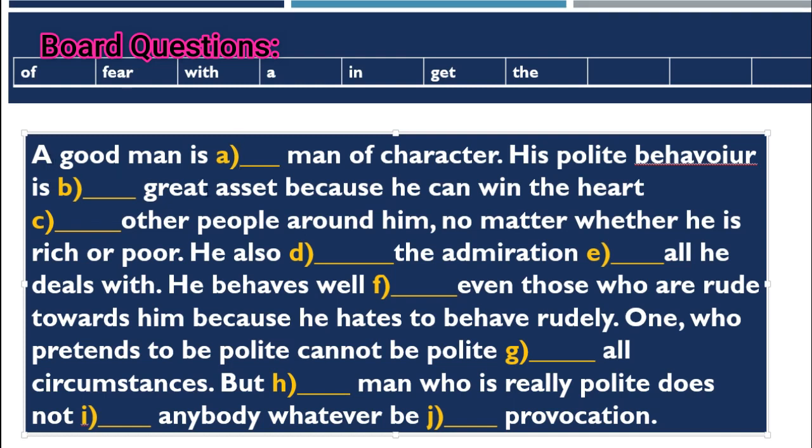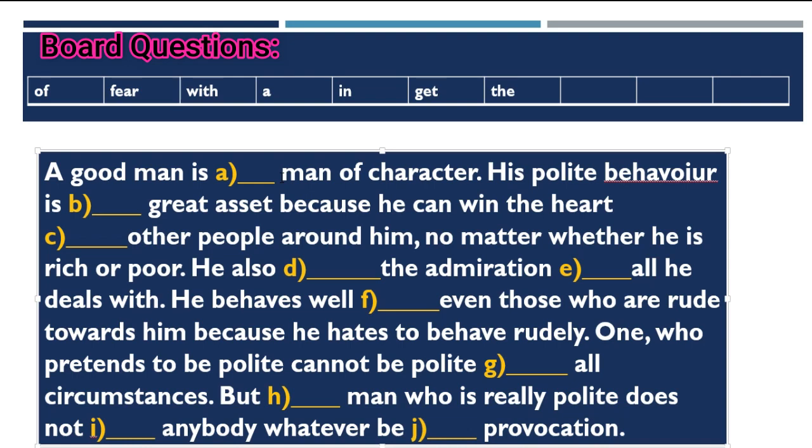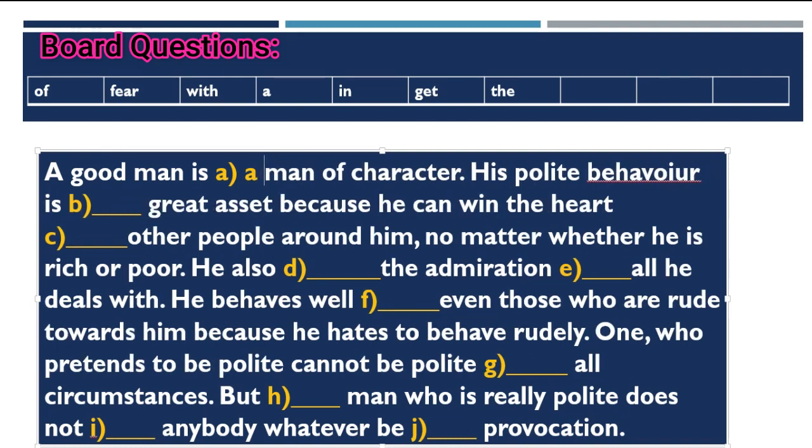A good man is dash man of character. We have already learned that if we find a noun after the gap, then we have to use an article or adjective. So we have the article a here, so it will be appropriate if we use a, like a good man is a man of character.